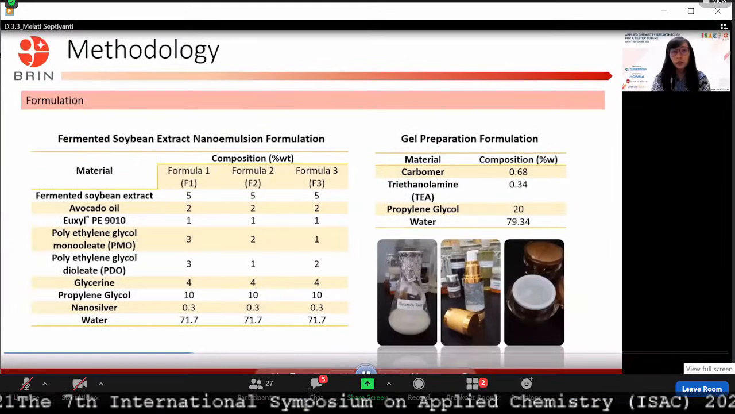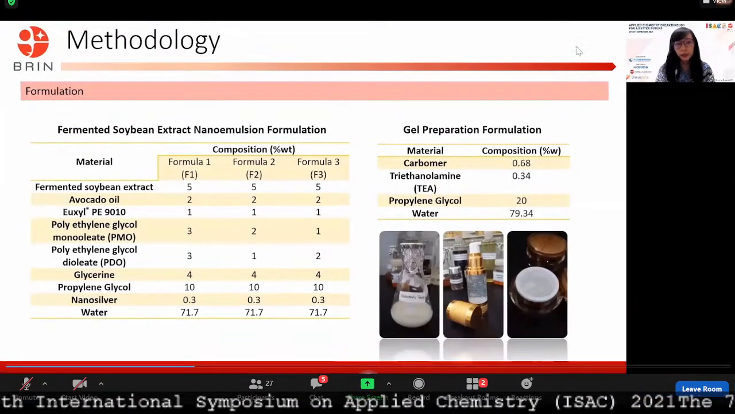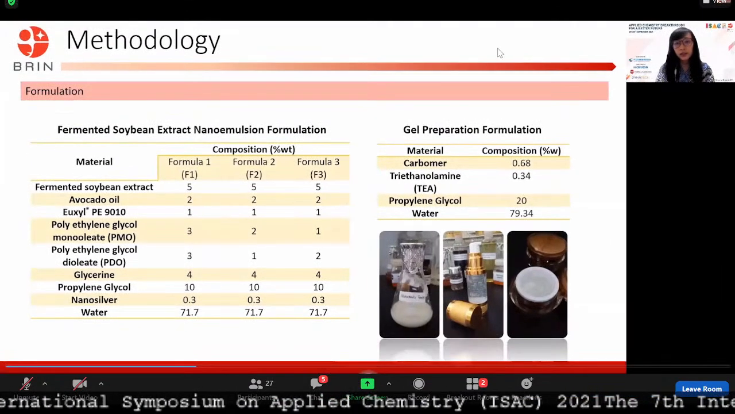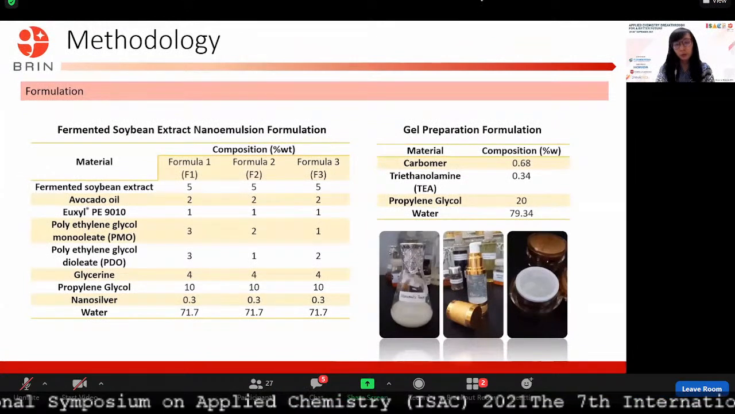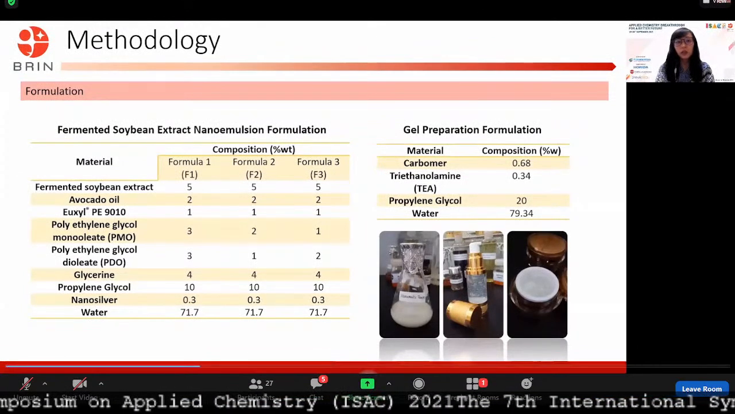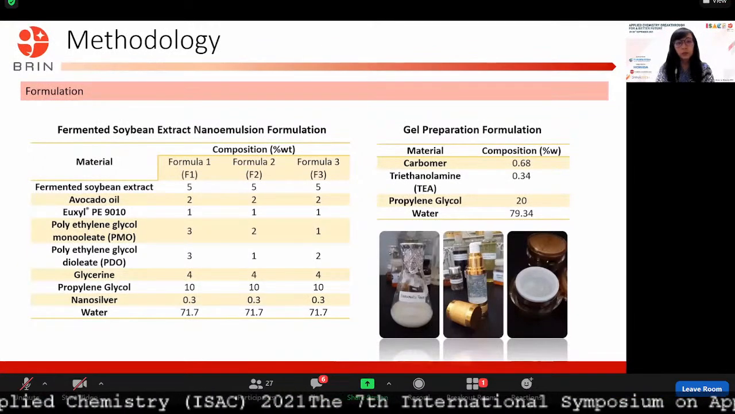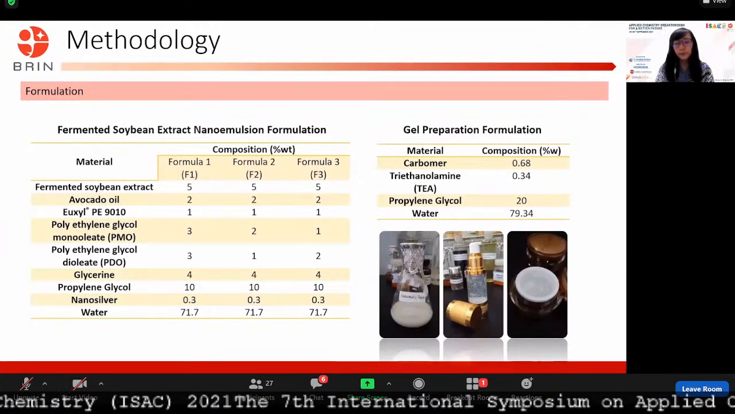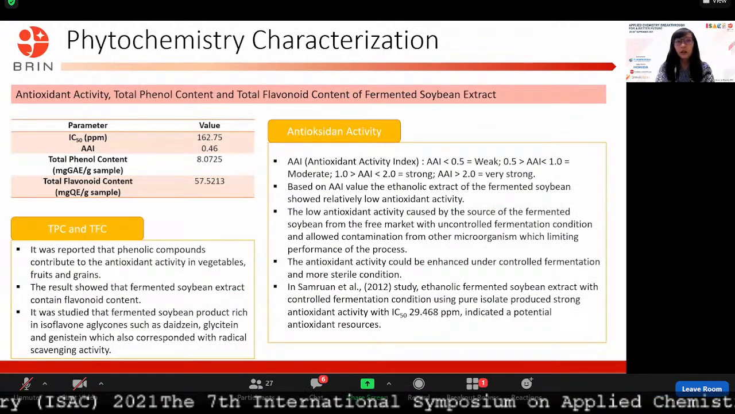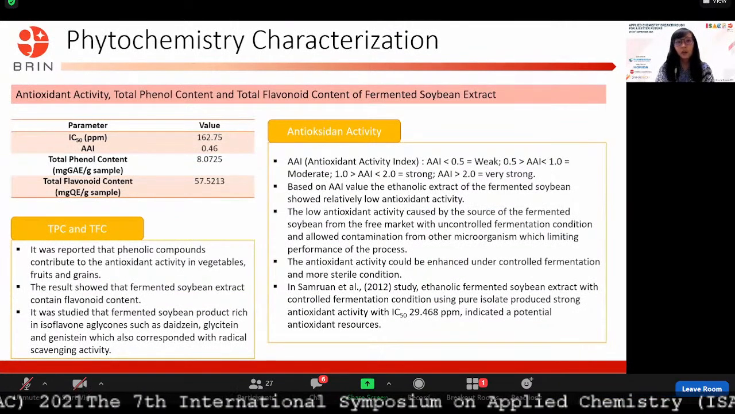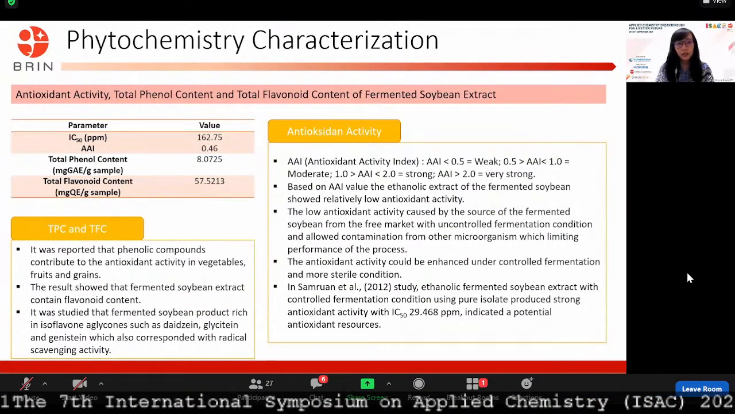This is the formulation of the fermented soybean extract nano-emulsion and then the gel preparation formulation. The variation that we made in this study is the ratio of PMO and PDO as surfactant. This is the result of the phytochemistry characterization.